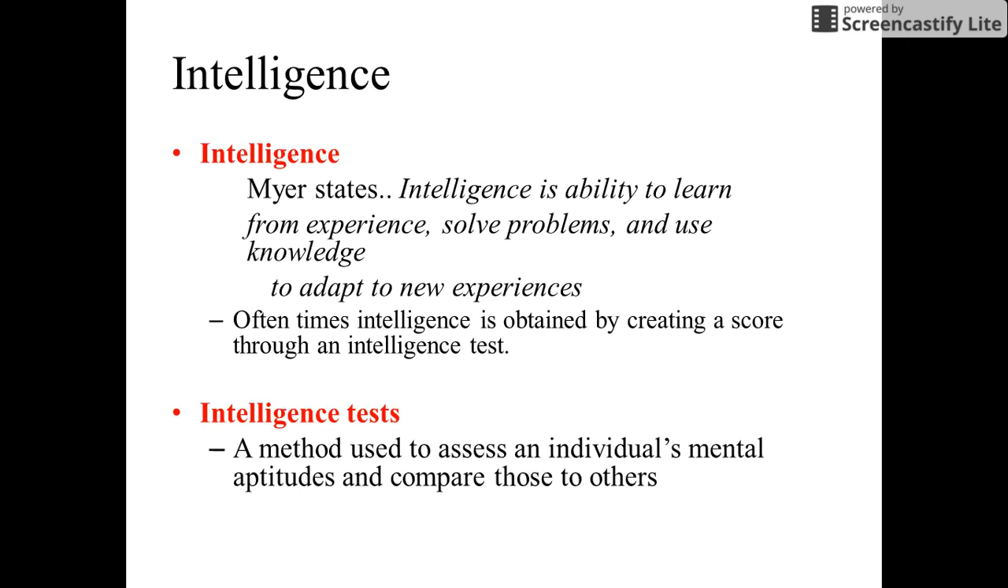So really, how do we define intelligence? Again, it's something that's very questionable. Myers, which is your textbook, states intelligence is the ability to learn from experience. You've just learned something, you're able to solve a problem, and you're able to use that knowledge to adapt to a new experience.